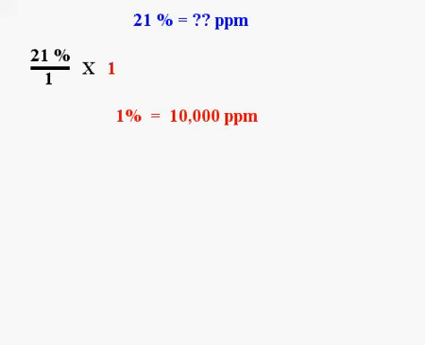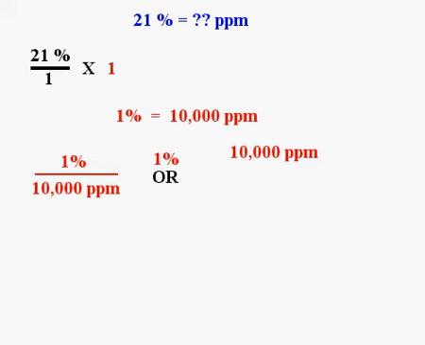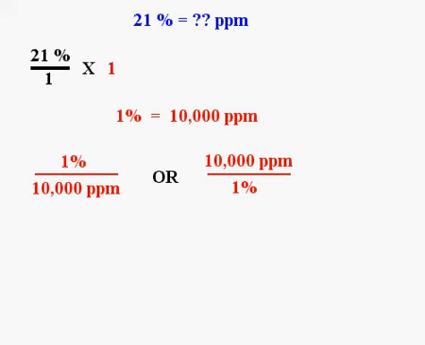So I can make two fractions out of this conversion relationship. I can either take 1% and put it over 10,000 parts per million, or I can take 10,000 parts per million and put it over 1%. Either way, I have a fraction which is equal to 1. Which fraction do I use? Well, that depends on the units. Let's try the first fraction.